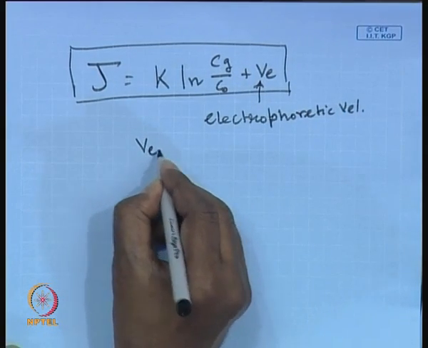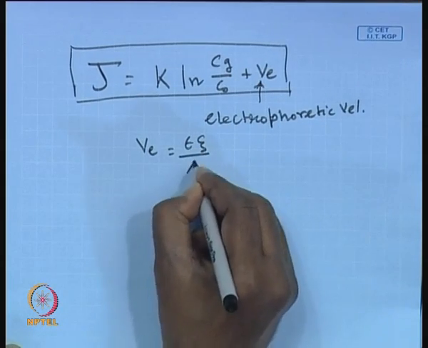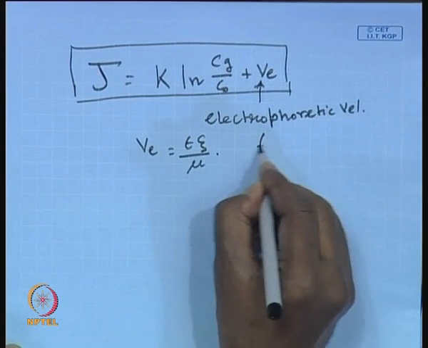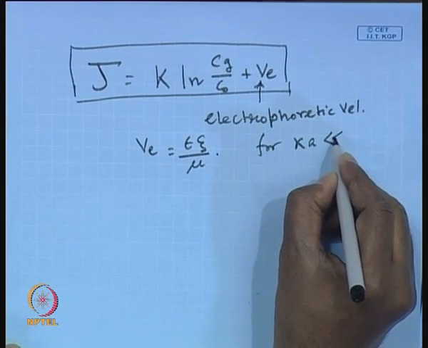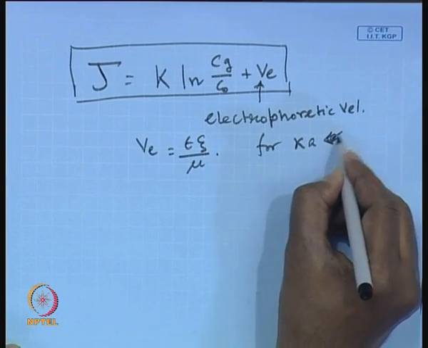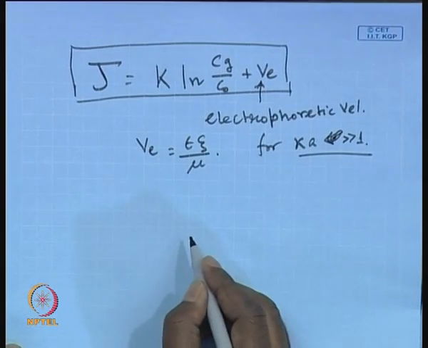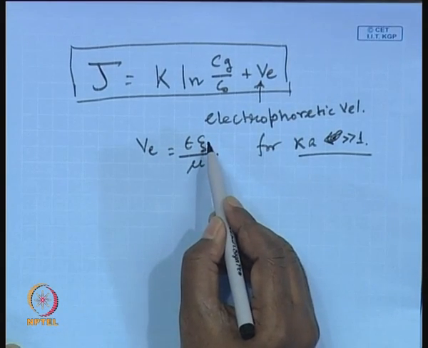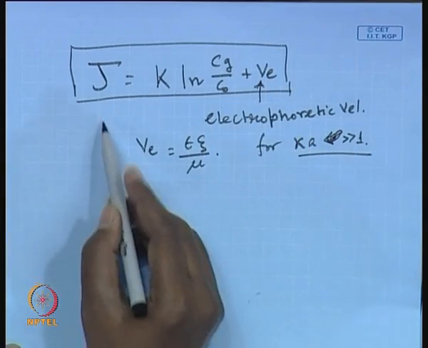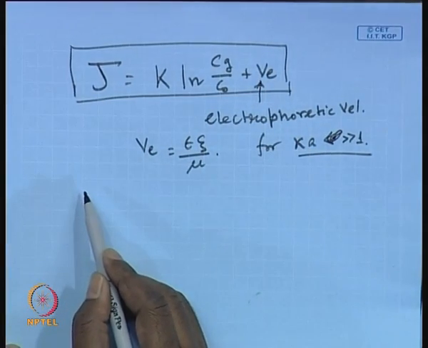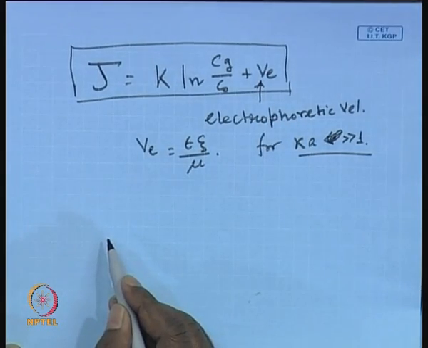And for the Smoluchowski equation you can find out f, zeta times epsilon divided by mu, right. So, for kappa a much less than 1, greater than 1, right. For this case you can estimate the zeta potential, you know epsilon, you know mu. So, you can estimate the value of V. So, the permeate flux or the productivity of the system will be enhanced by this amount.